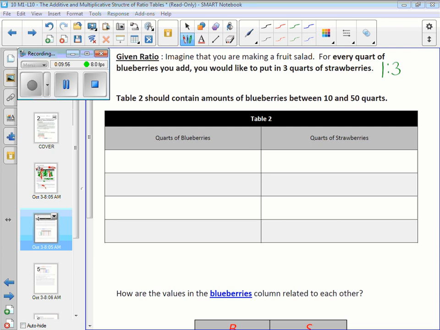Table 2 should contain amounts of blueberries between 10 and 50. Before it was less than 10. So let me ask you this. Is 10 in between 10 and 50? We could use it. Is 20? Is 30? Is 40? Now build this side. And remember, the ratio is still 1 to 3. Don't make it more complicated than it needs to be.